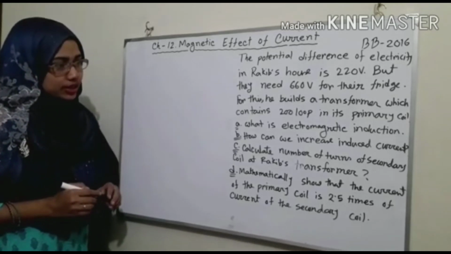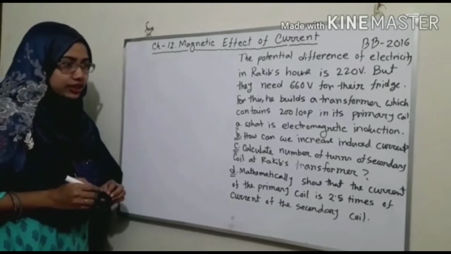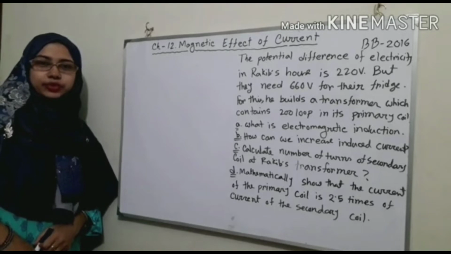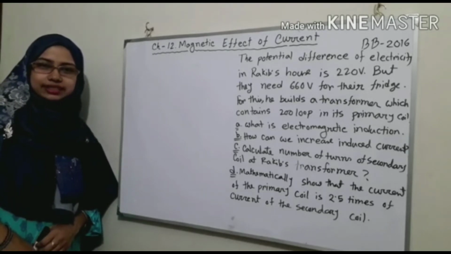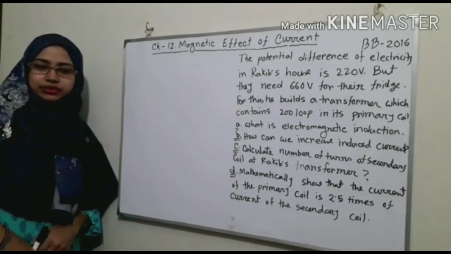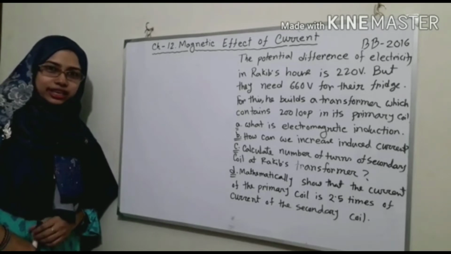So in the question it says, what is electromagnetic induction? We have to find out the definition here. The change in the magnetic field produces an electromotive force on the current in a circuit kept in the changing magnetic field. This process is called electromagnetic induction.